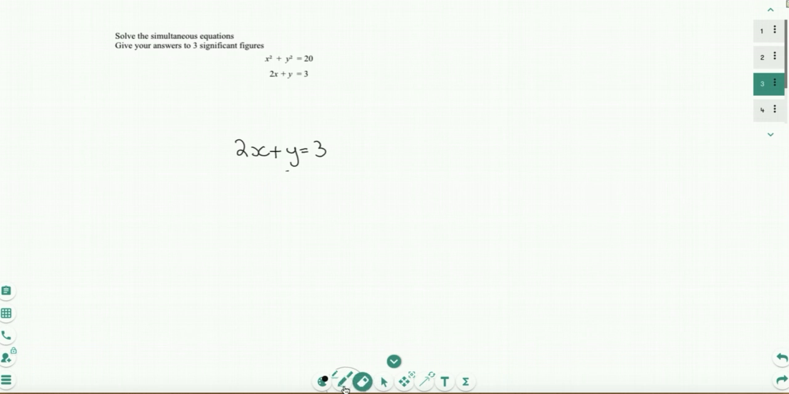So let's get y by itself. y is being added to 2x, so we can minus 2x. That cancels out. y is equal to 3 minus 2x.